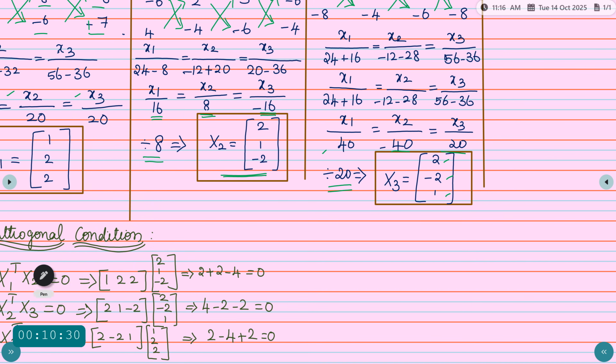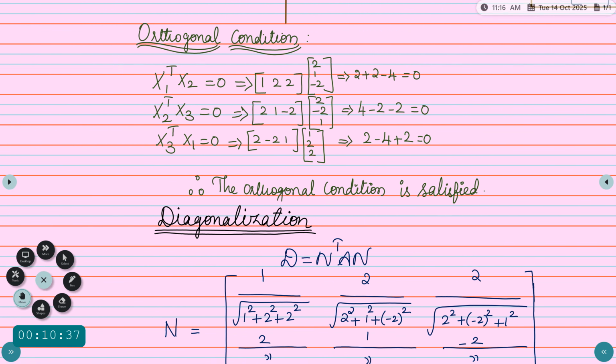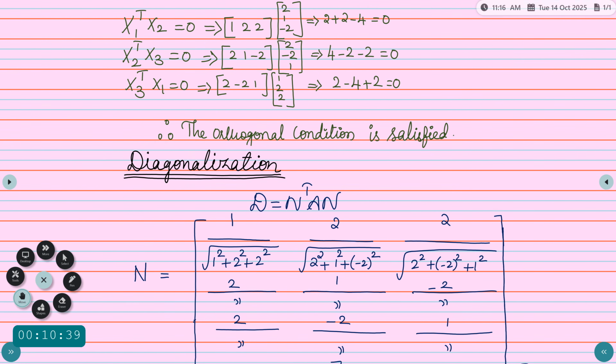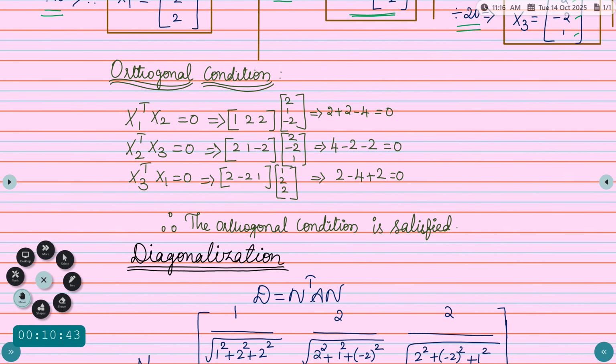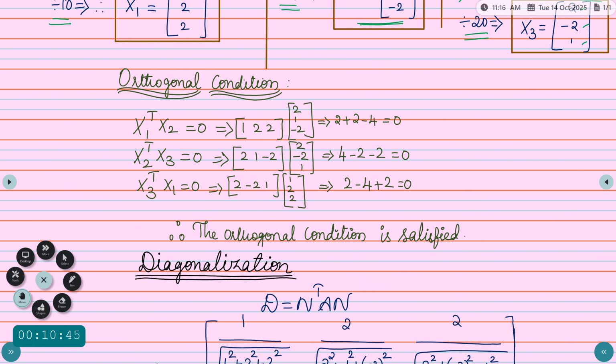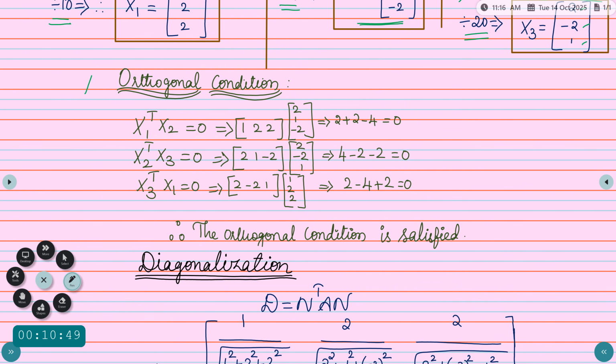Next we are going to diagonalize the matrix. Already I told you the formula for diagonalization: D equal to N transpose A N. Before that, one step is very important. You have to check the orthogonal condition, because the given matrix is symmetric.